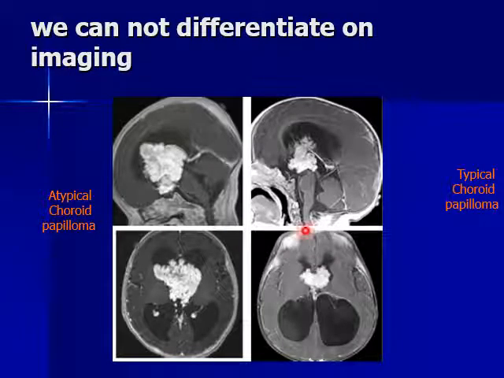Okay. On imaging, we cannot differentiate papilloma from the intermediate grades or atypical choroid plexus papilloma. The same appearance, cauliflower lesion.